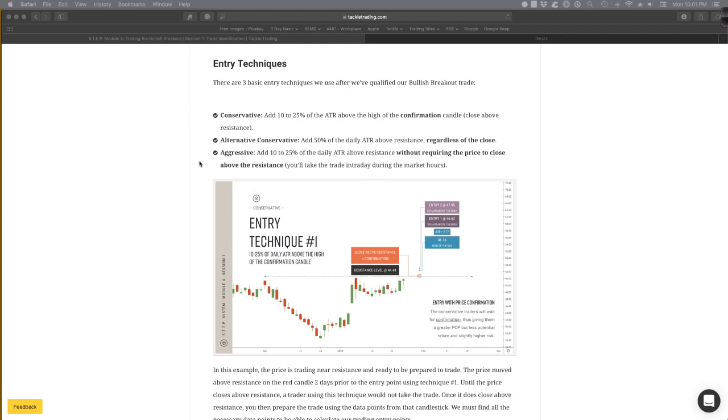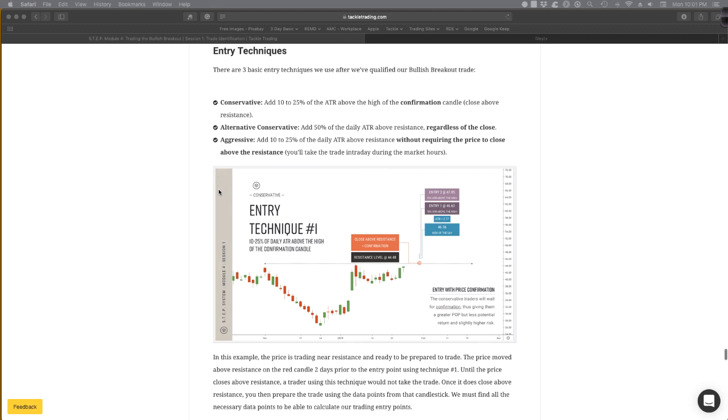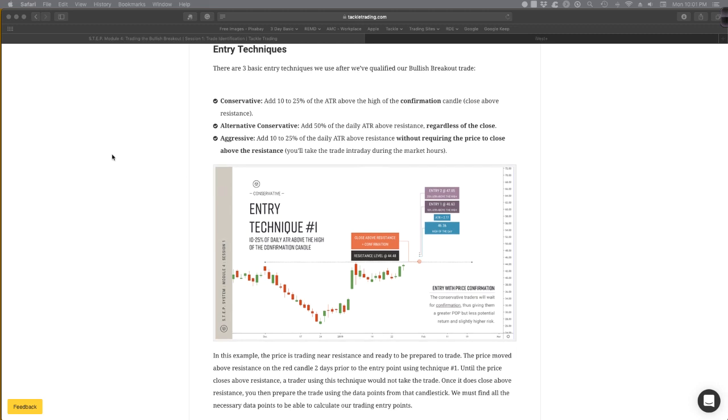And an aggressive method would be 10 to 25% of the daily ATR above resistance, again, without requiring the price to close above resistance. So you can use an intraday chart or trigger into that as a day trader or a swing trader. But again, conservative, intermediate, or advanced.